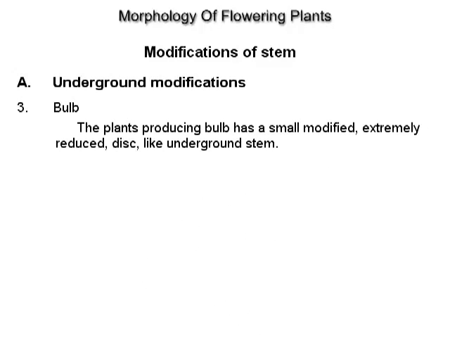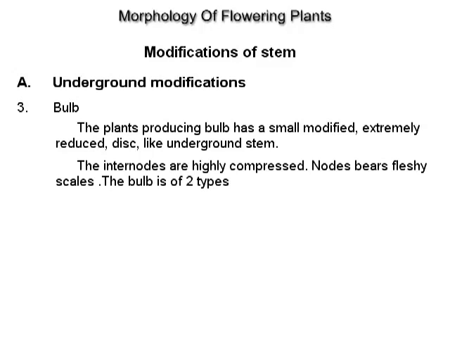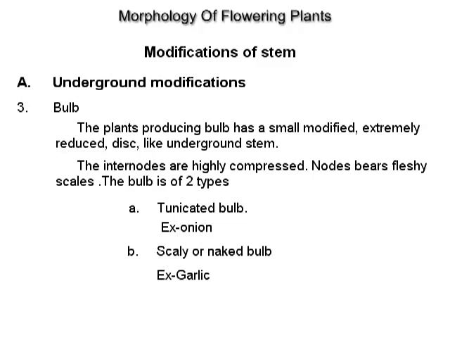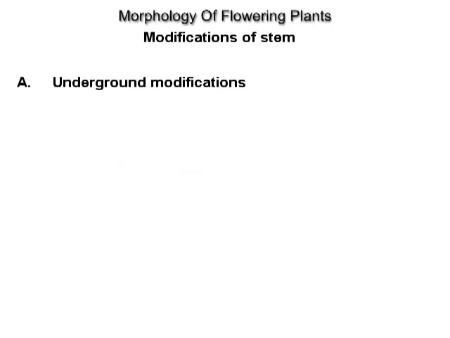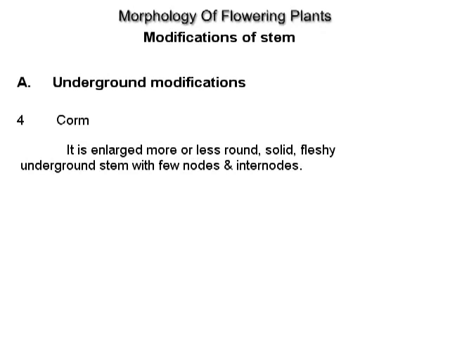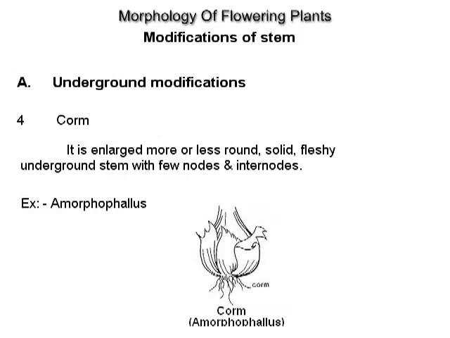Bulb. The plant producing a bulb has a small, modified, extremely reduced, disc-like underground stem. The internodes are highly compressed. The nodes bear fleshy scales. The bulb is of two types: tunicated bulb, example onion, and scaly or naked bulb, example garlic. Corm. It is an enlarged, more or less round, solid, fleshy underground stem with few nodes and internodes. Example, Amorphophallus.